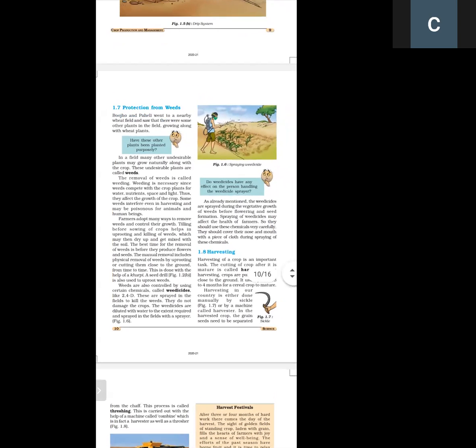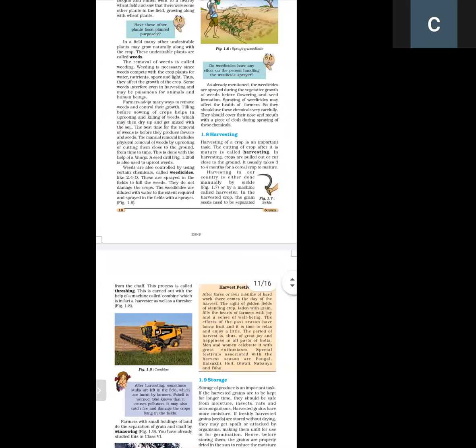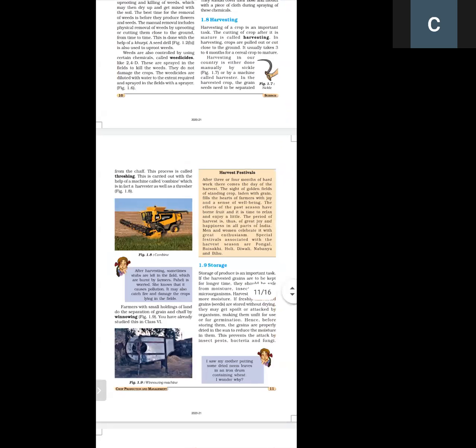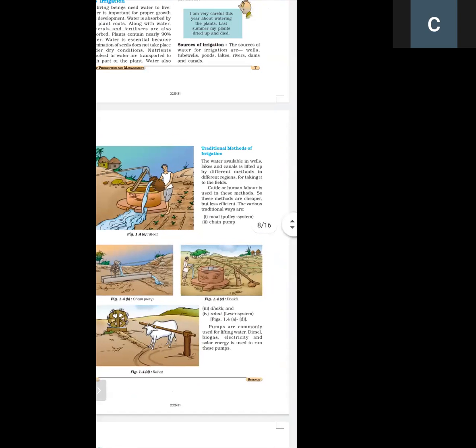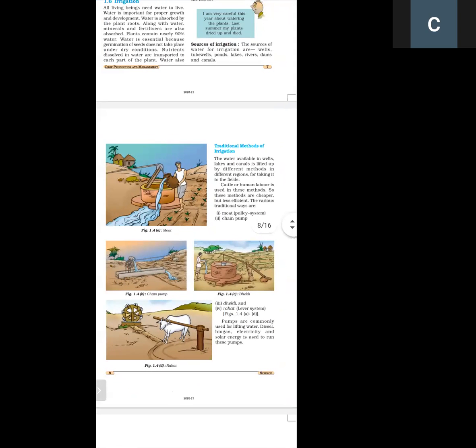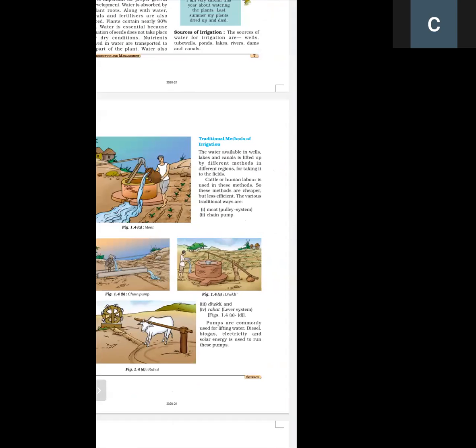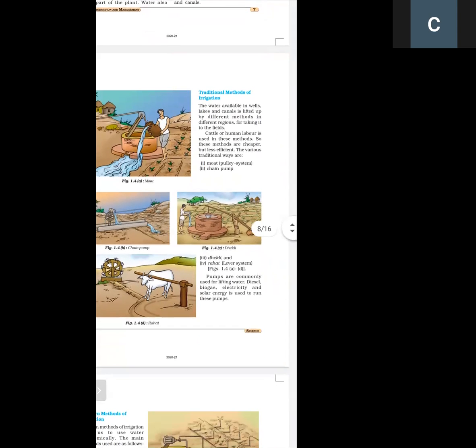In the last lecture, we studied various methods of irrigation, and there are two types of irrigation. First is the traditional method of irrigation, and second is the modern method of irrigation. And what are the traditional methods of irrigation? It is divided into four parts: Moor, chain pump, Tackly, and Rahat.